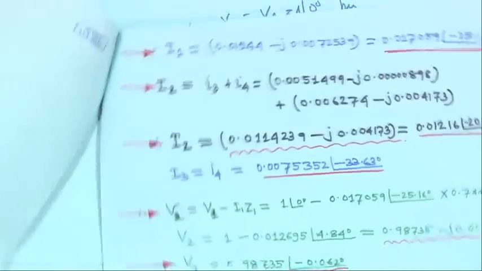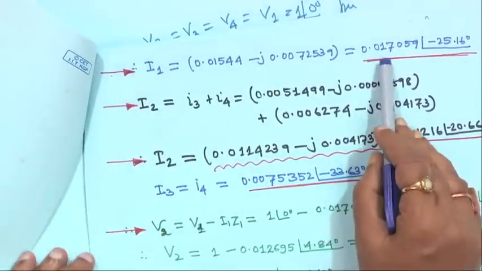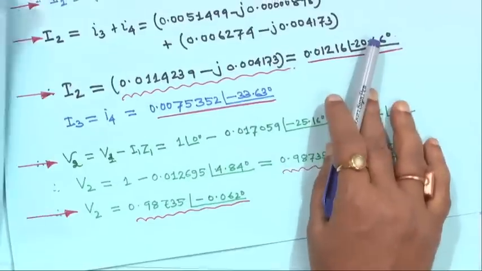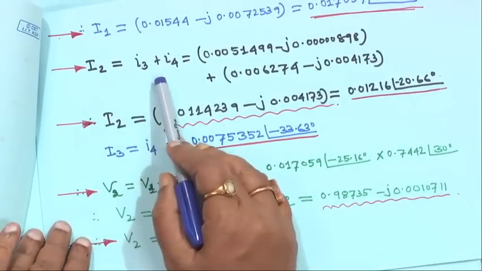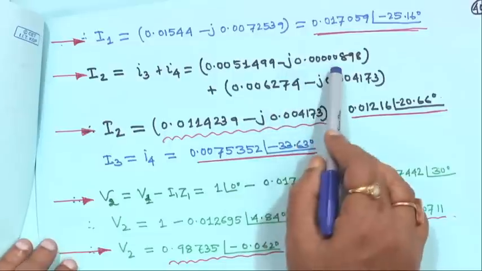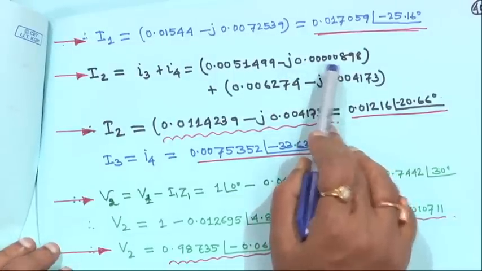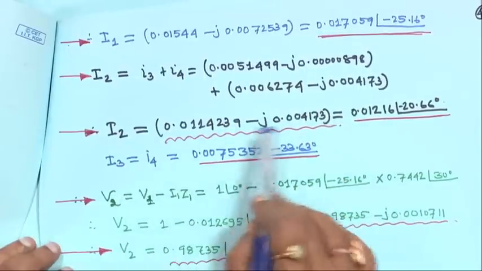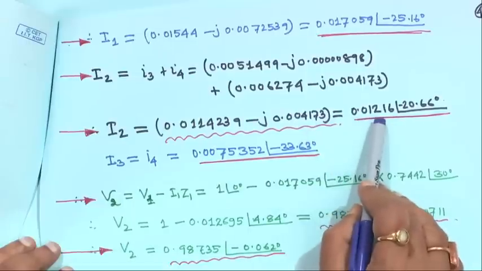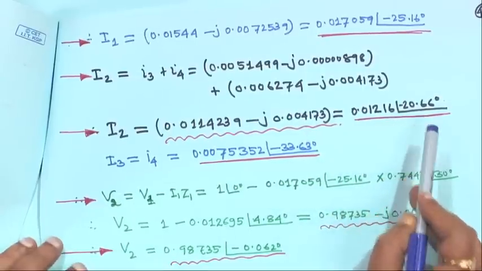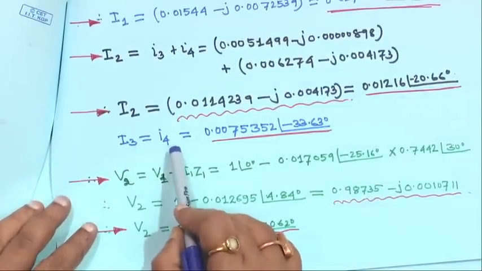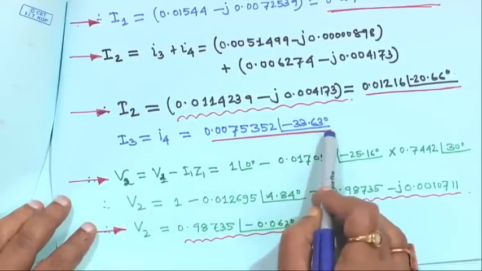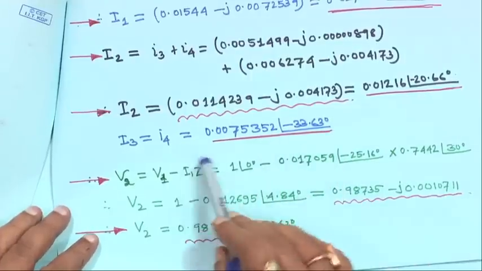With this you will get I 1 is equal to, after simplification, 0.017059 angle minus 25.16 degree. Similarly, capital I 2 is equal to small I 3 plus I 4. This part is actually negligible for I 3, but still I have written here plus this one, your I 4. If you simplify, it will become 0.01216 angle minus 20.66 degree. Similarly, capital I 3 is equal to small I 4 is equal to 0.0075352 angle minus 33.63 degree, right. So, this is all I 1, I 2, I 3.